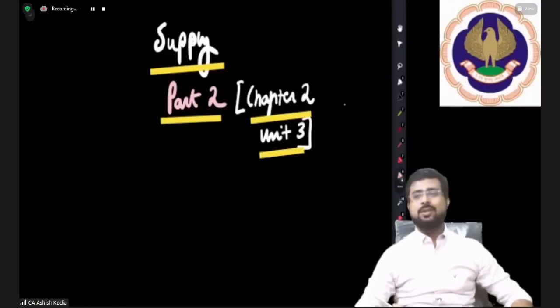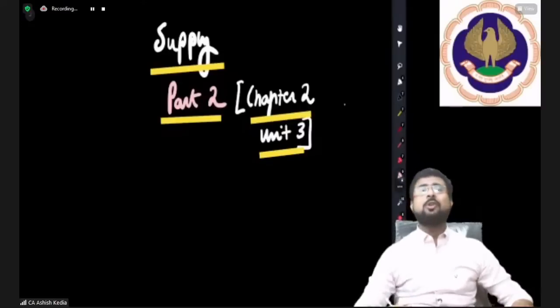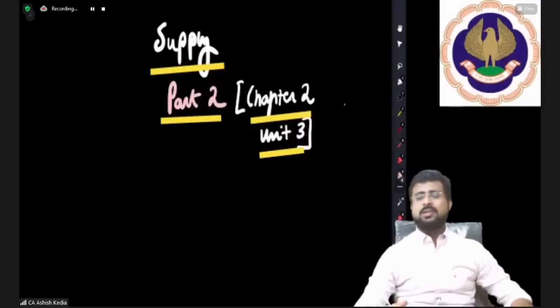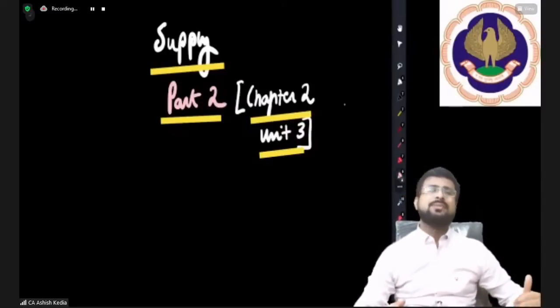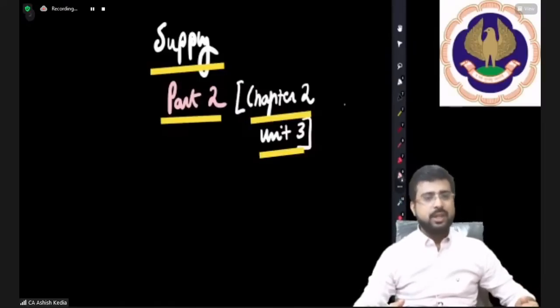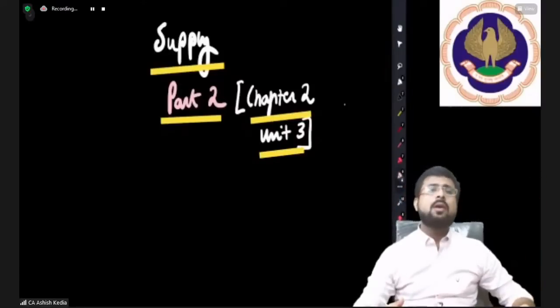So guys, we are starting, and actually we are also ending today with chapter 2, unit 3, that is supply. In the first part of supply, we did the meaning of supply and the determinants of supply. We studied the different kinds of MCQs provided by our institute, and similar other lines. Movement versus shift of supply we had also studied.